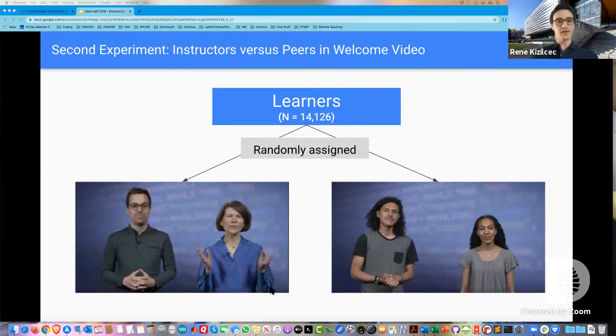So this is a second study that ran simultaneously in the second sequence of this course, and this looked at how it would work if we highlighted peer role models, right? So there's a lot of work showing that peer role models can be effective in encouraging persistence. And so we randomized between the video, again, keeping everything constant between peers and the two instructors. And here's what we found.